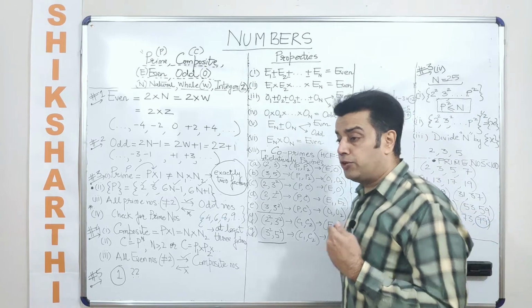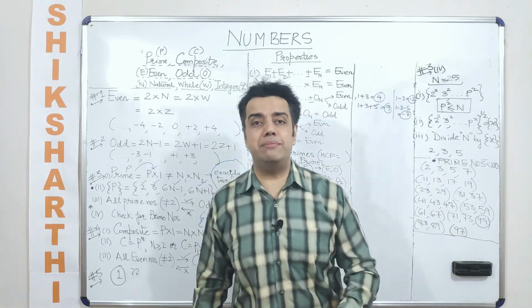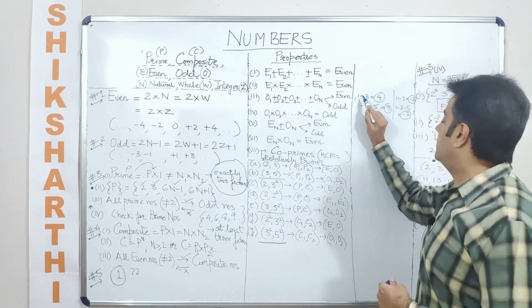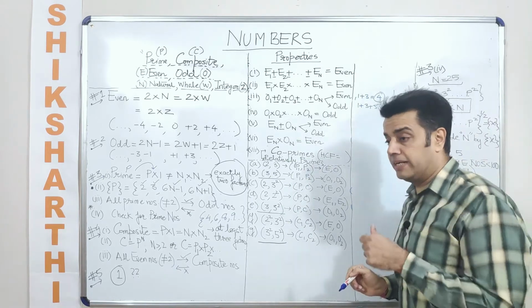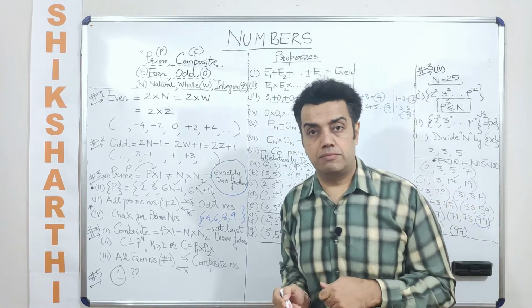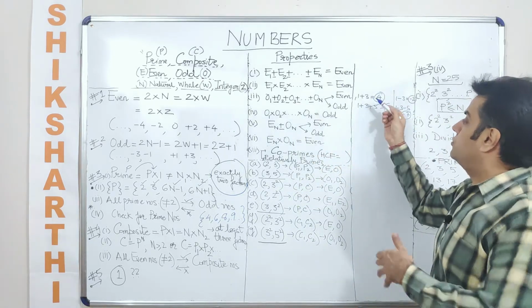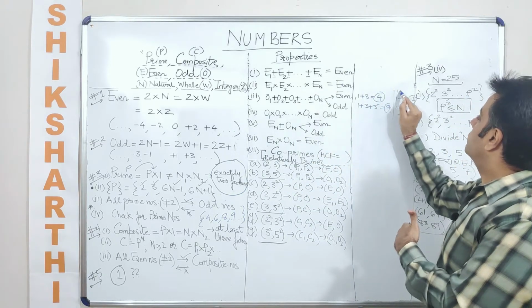So if I take 2 odd numbers and if I add them or subtract them, what is the answer that you will get? An even integer? Yes? So there is no restriction. I could have taken both of them as equal also.